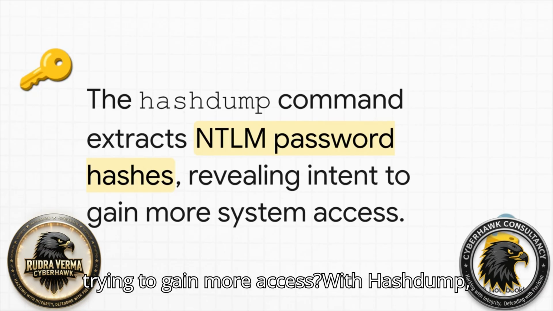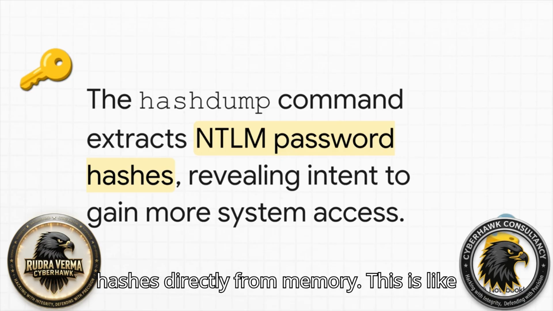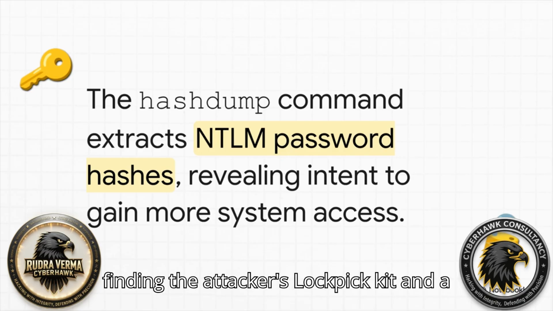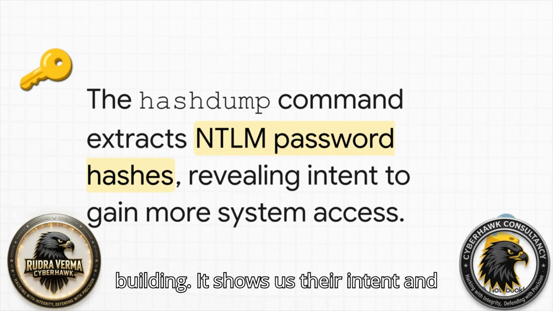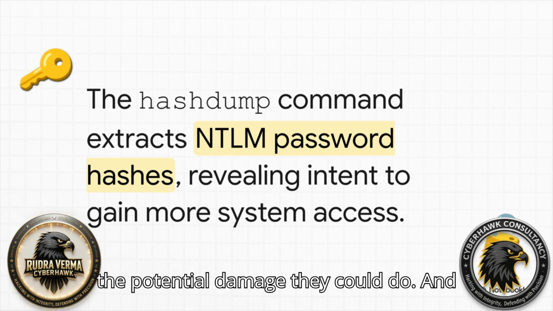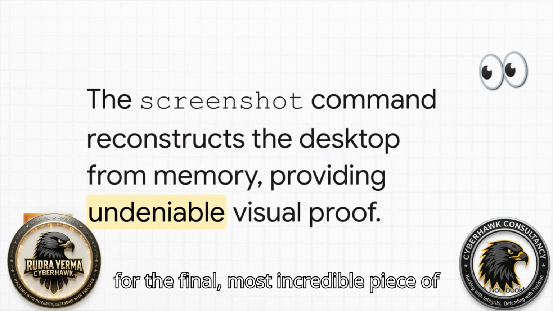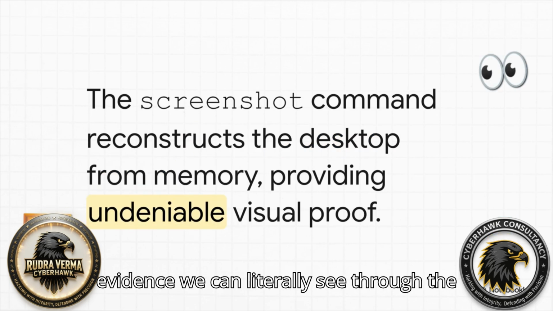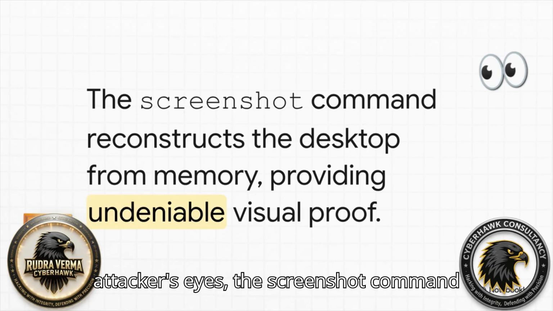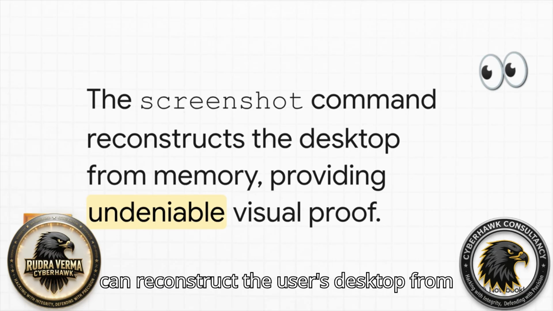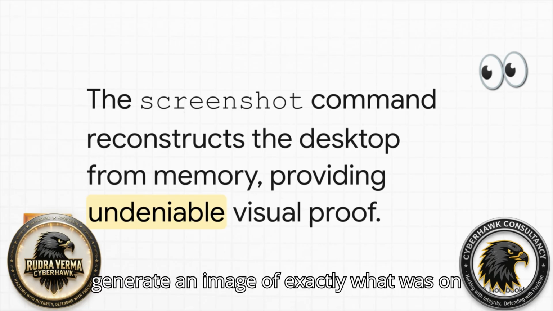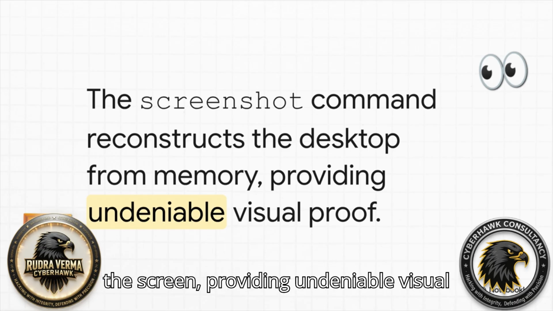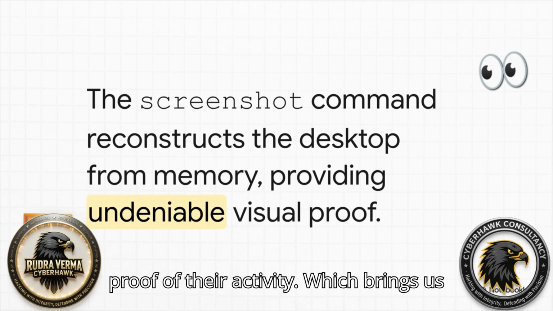What if the attacker was trying to gain more access? With hashdump, we can extract the system's password hashes directly from memory. This is like finding the attacker's lockpick kit and a copy of every key to every door in the building. It shows us their intent and the potential damage they could do. And for the final, most incredible piece of evidence, we can literally see through the attacker's eyes. The screenshot command can reconstruct the user's desktop from the data lingering in memory. We can generate an image of exactly what was on the screen, providing undeniable visual proof of their activity.